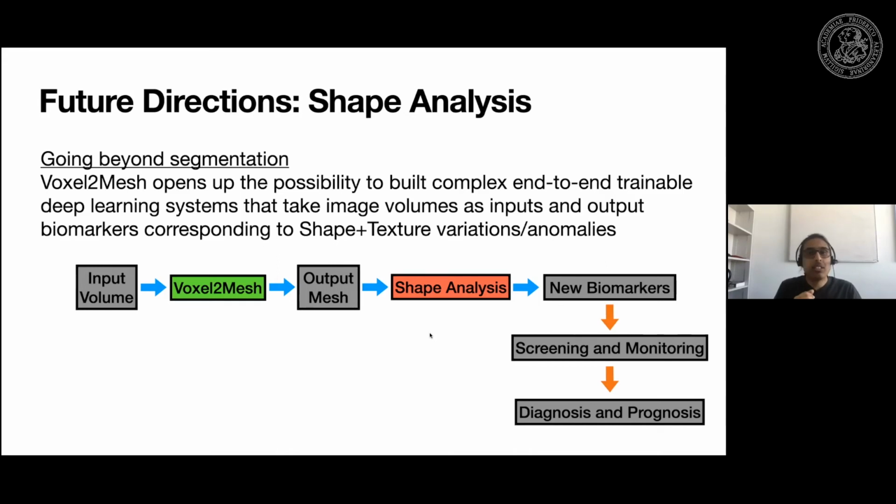And I believe we can do exciting stuff with these things and make a good contribution to medical image analysis, from finding anomalies in the shapes of organs, liver, heart, and so on. So that's what I see for the future.